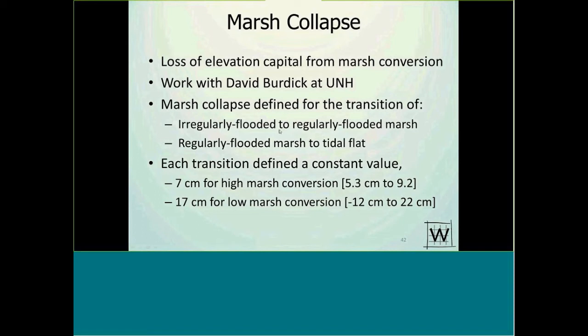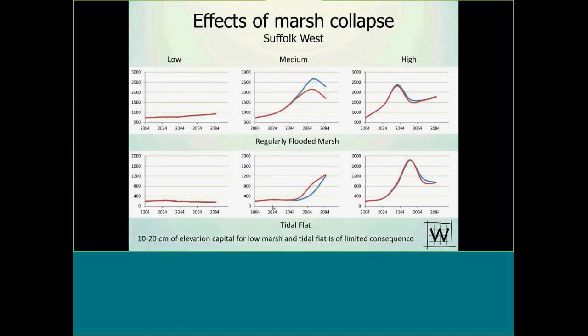And David Burdick found when he was looking at a high marsh conversion, that is, an irregularly flooded marsh getting regularly flooded, so probably increasing in salinity, an average loss of about 7 centimeters, and for low marsh, he found about 17 centimeters. So the interesting thing is that when we looked at this in the model predictions, it had a much lower effect than we expected at the beginning of the project.